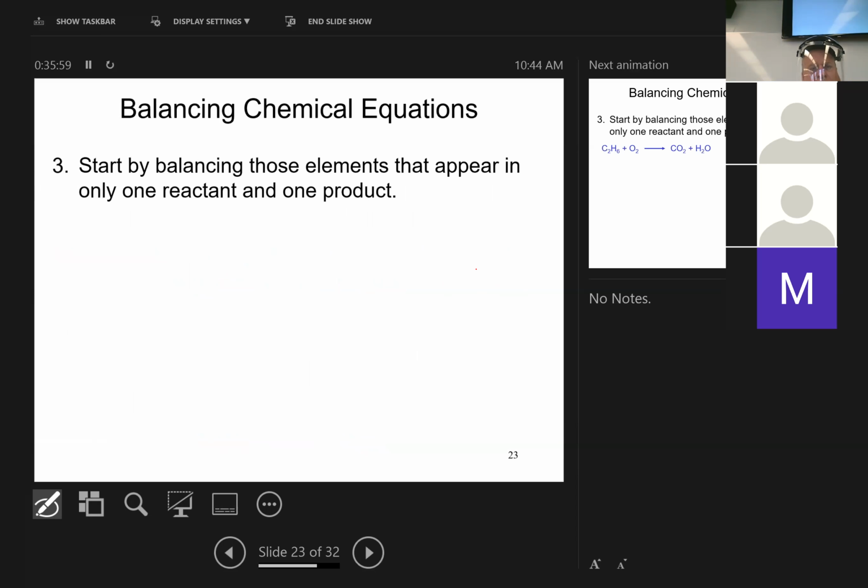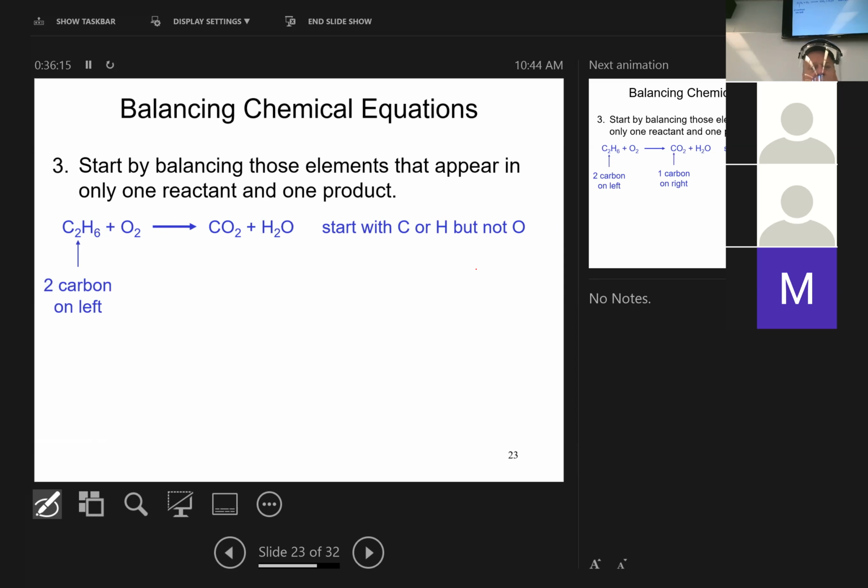Balancing chemical equations. You start by balancing those elements that appear in one reactant and one product. So let's do it with this one again, okay? Start with C or H, but not O. Okay? 2 carbons on the left. What did I have you do next? Well, then you go over to the right, like that. 1. Multiply CO2 by 2. That'll get it fixed. So then you put a 2 in front.